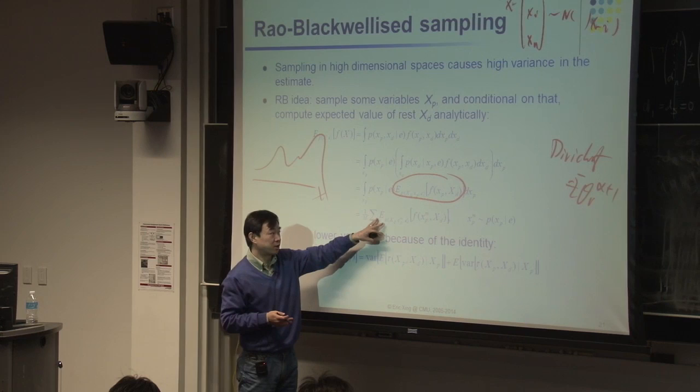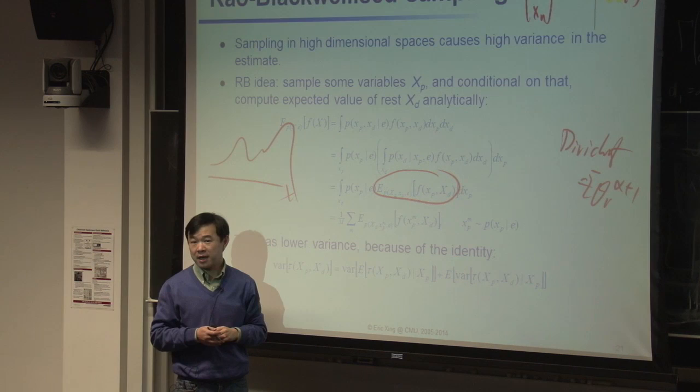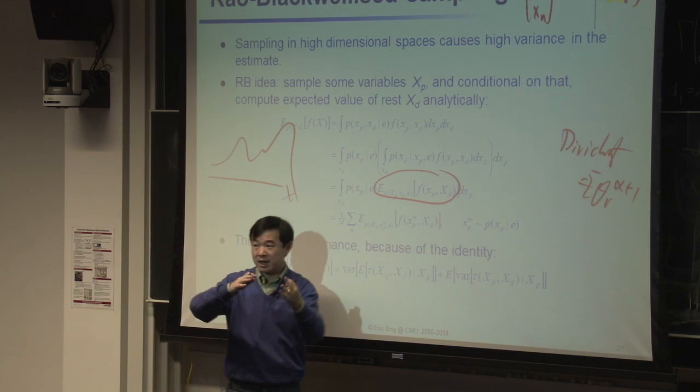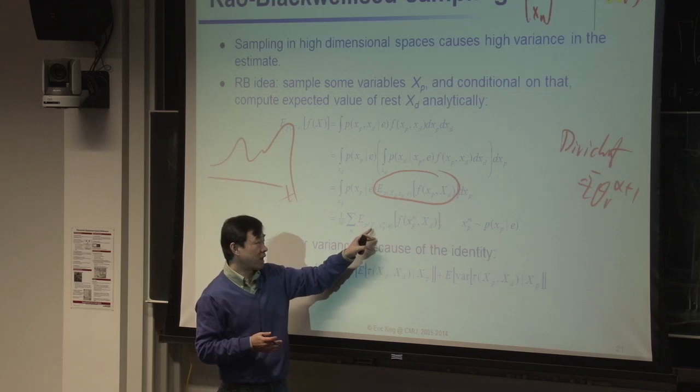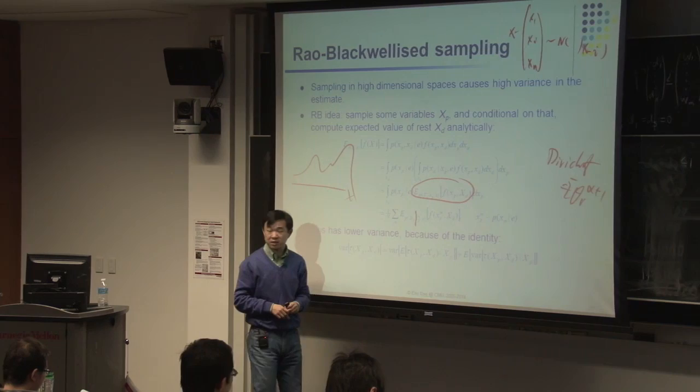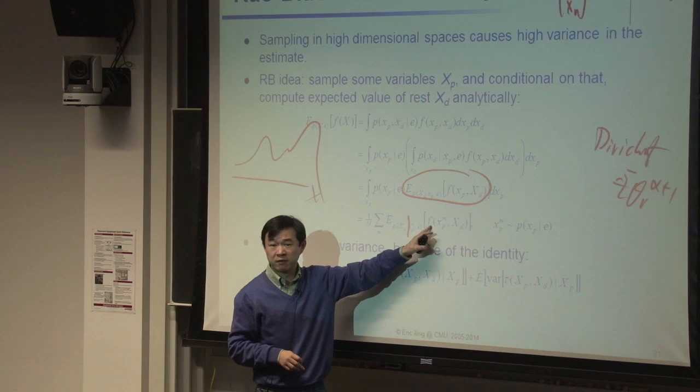Here you have a combination of using closed form integration and also sample-based integration. You draw samples from XP, which is a subvector of the original full vector to be sampled. That's usually a lower dimensional distribution where you can generate a sample more easily. Once you have XP, you use it to define a conditional distribution, and then you compute the integration over the remaining random variables in closed form. This idea is called Rao-Blackwellization.